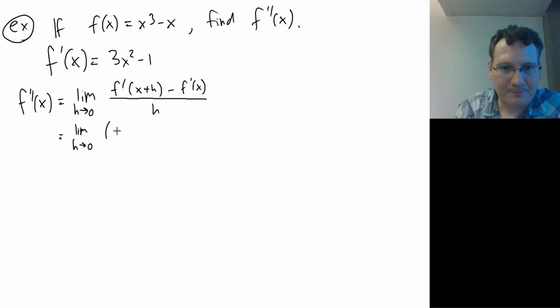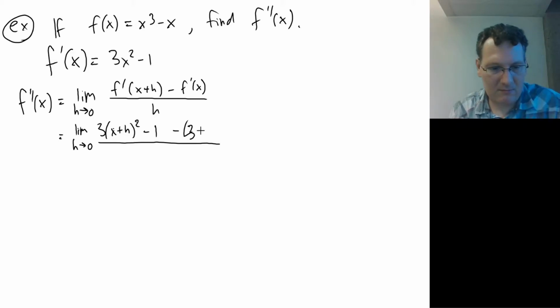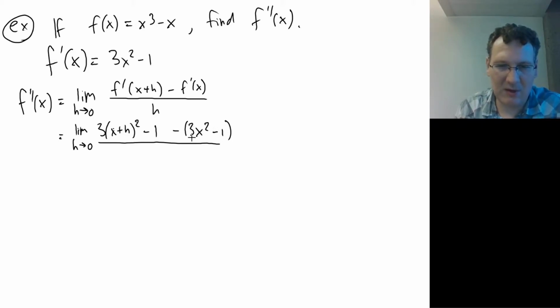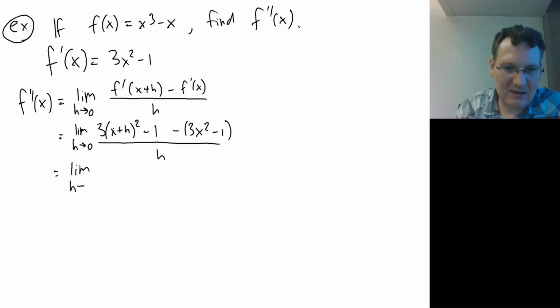It's the limit as h goes to 0. We have 3 times (x plus h) squared minus 1, minus 3x squared minus 1, right? Minus that, all over h. We're going to expand and we're going to simplify.